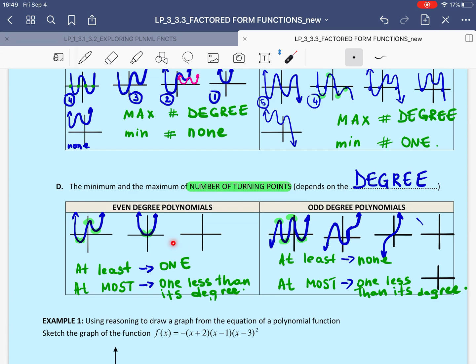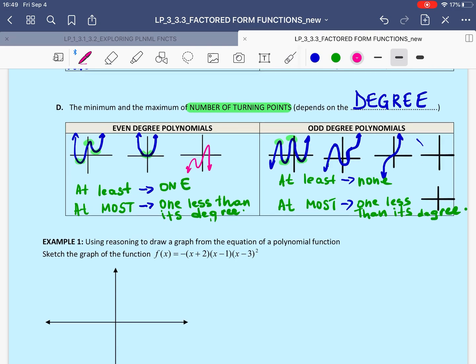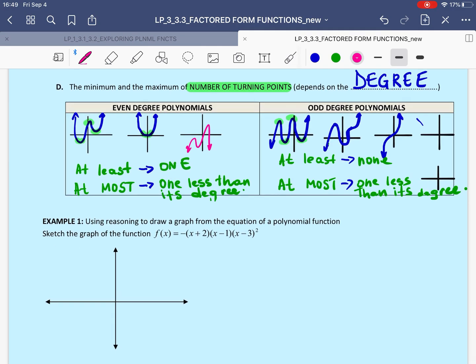But the least number of turning points for even degree polynomial functions is 1. They must have at least one turning point. The reason why is because even degree polynomial functions, if they start in the positives, they must end in the positives. So they must come back no matter where they travel. And even if they were in the negatives, for example, they must come back. Whereas in odd degree polynomial functions, the least number of turning points can be none. So they can decide not to come back and still maintain that high odd degree power.